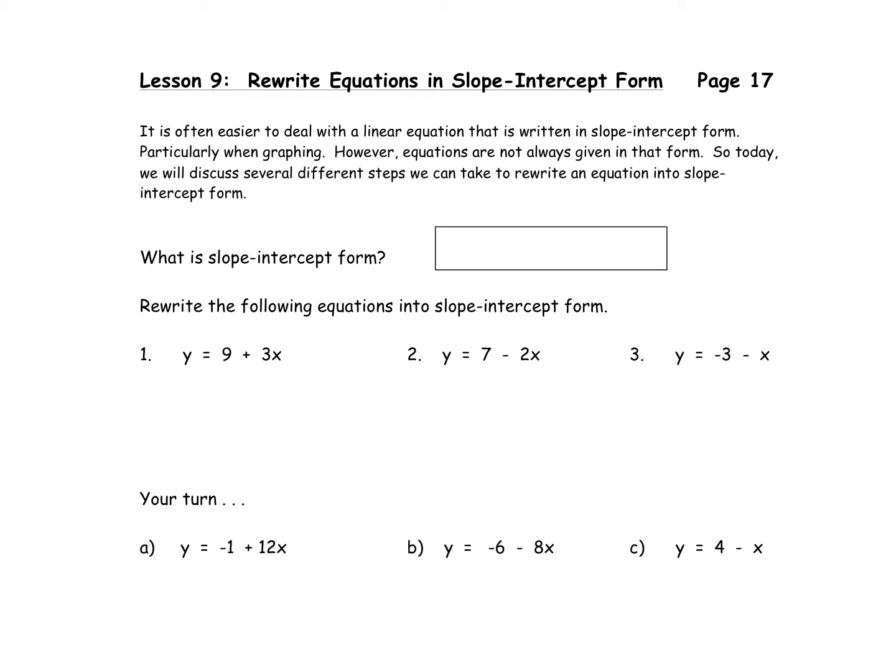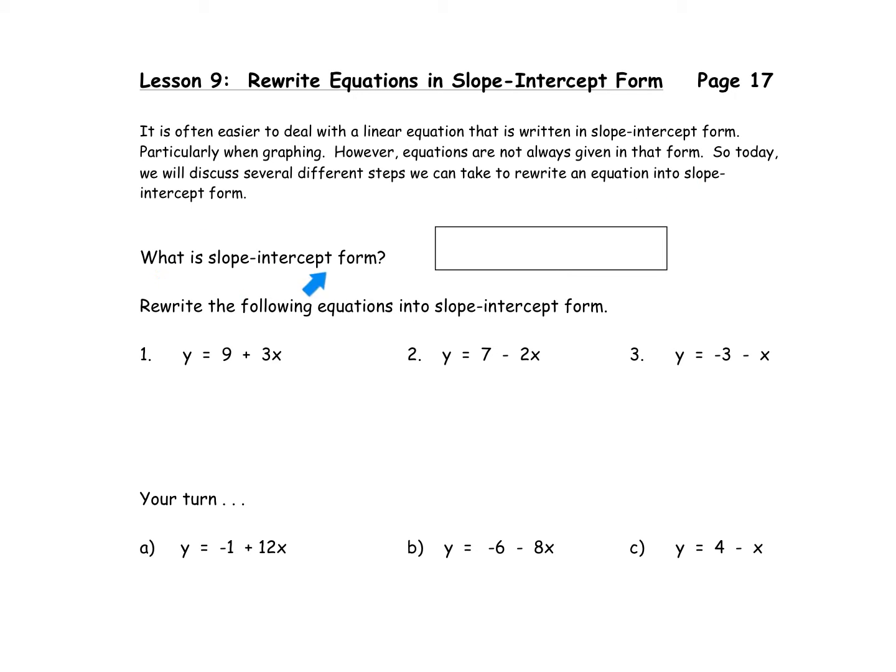Hello, today we're going to work on lesson 9 and we're going to learn to rewrite equations into slope-intercept form, and this is page 17. It is often easier to deal with a linear equation that's written in slope-intercept form, particularly when graphing. However, equations are not always given to us in that form. So today we'll discuss several different steps we can take to rewrite an equation into slope-intercept form.